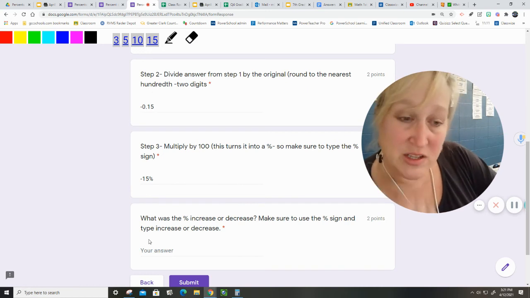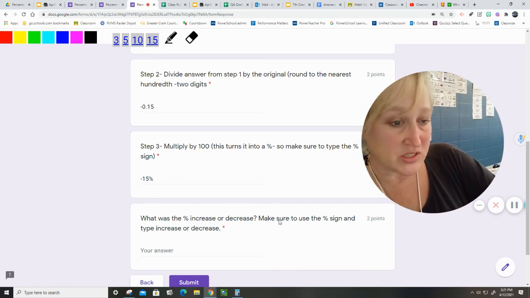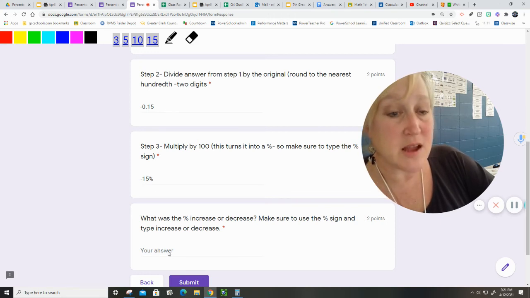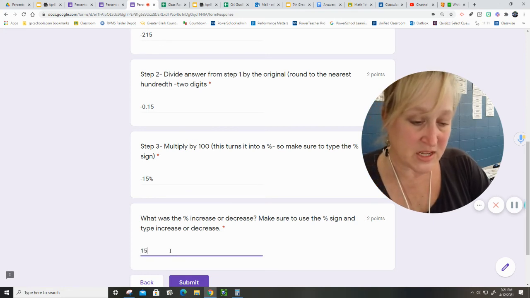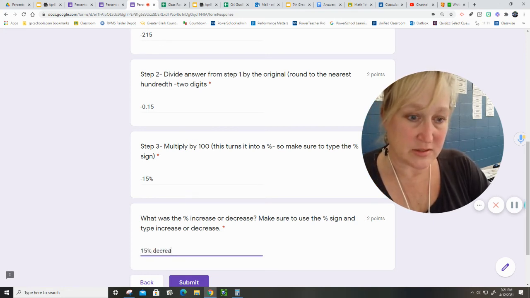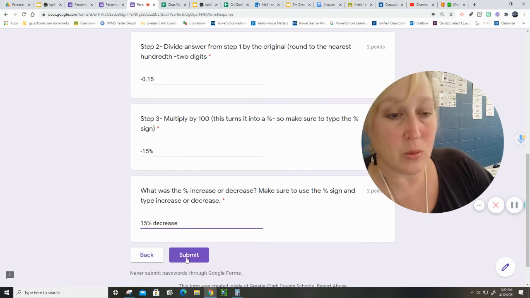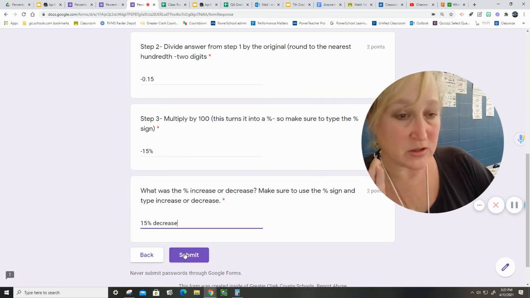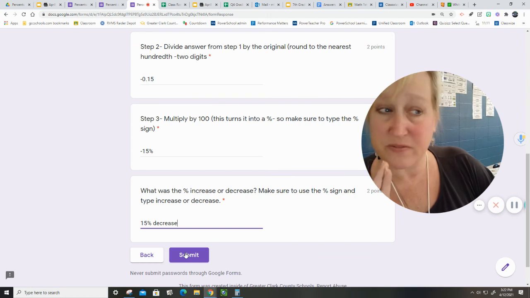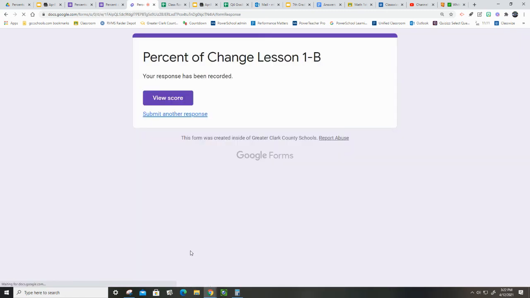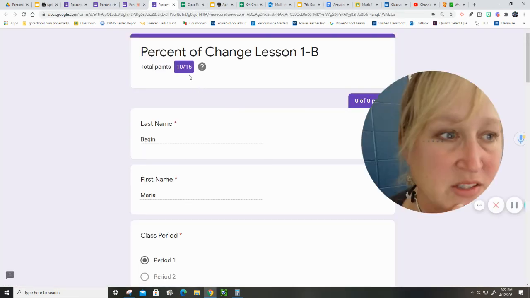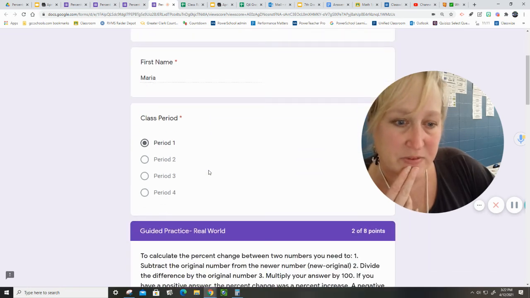Because this last question then asks me, what was the percent increase or decrease? Make sure to use the percent sign and type increase or decrease. Since it is negative, my answer is 15% decrease. Okay, we are going to hit submit, cross our fingers, but I think I didn't make any errors. But if I did, then I know that you guys will have made the same errors. Oh, looks like I did. Let's see what kind of things I can fix.